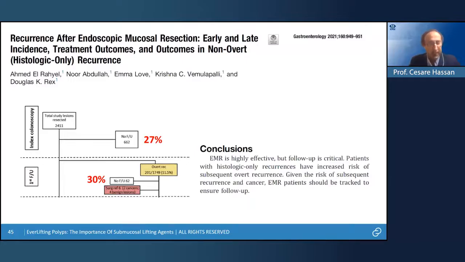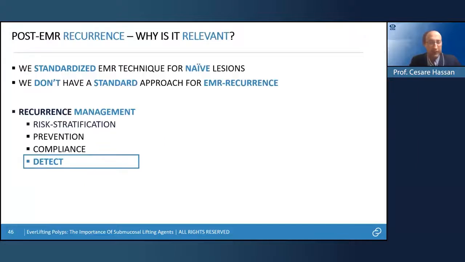And then after patients came back and had the first recurrence, in 30% they didn't come back in order to see whether they had a second recurrence. And this continued up to the fourth surveillance, which is the core of this paper. But let's imagine that our patient comes back.